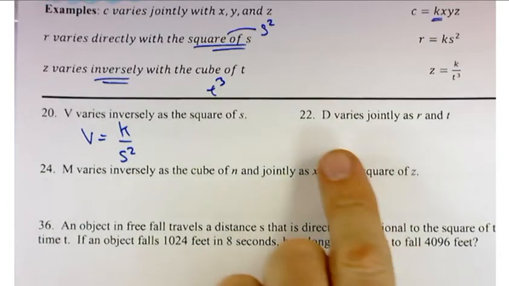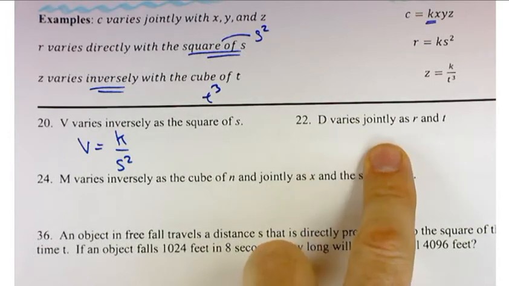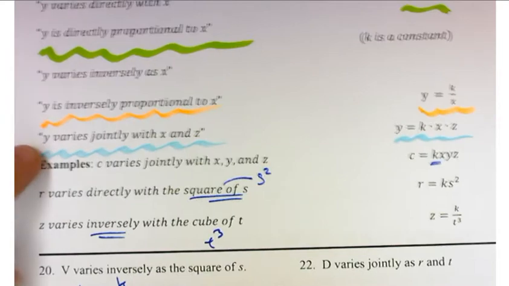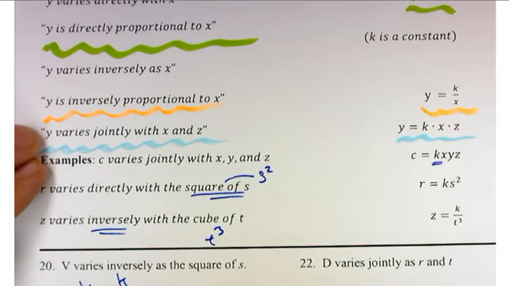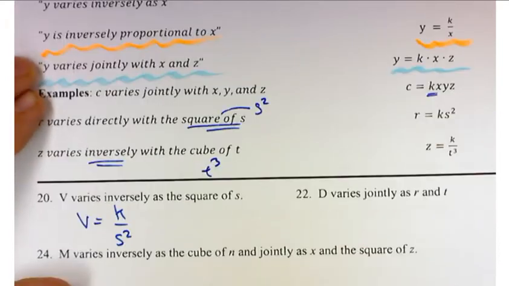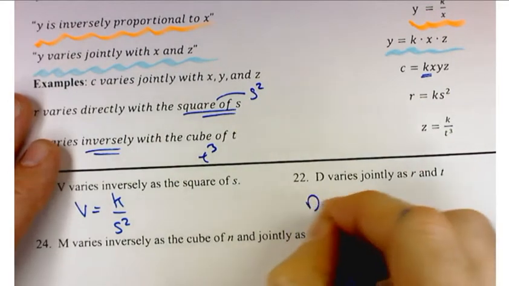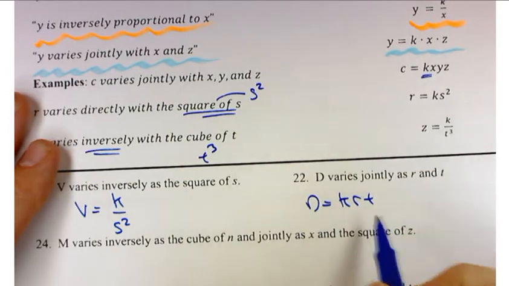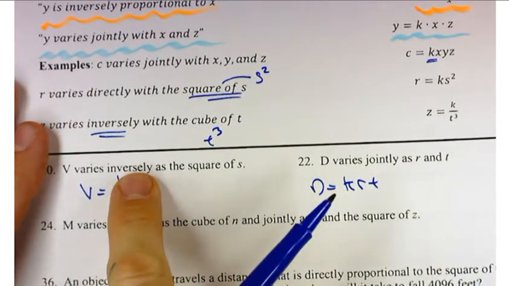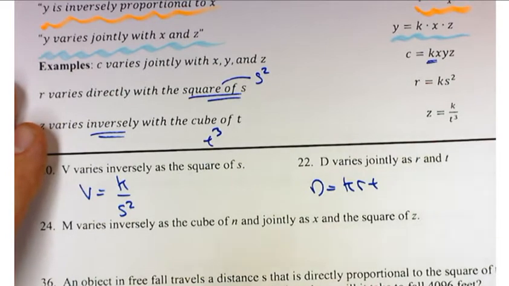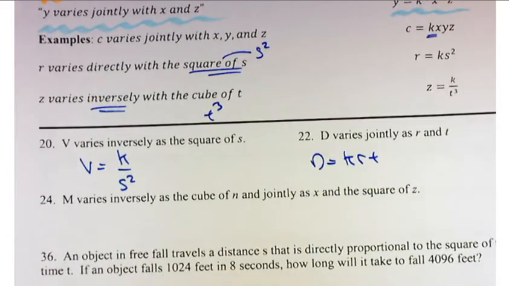So let's try another one. D varies jointly as r and t. So that's going back to examples like these two. D varies jointly as r and t. Someone else. I haven't picked on you yet today. Perfect. D equals k r t. The only time something goes in the denominator is if it varies inversely. So varies jointly or is directly proportional to, etc. All those terms are going to be in the numerator. Well done. Thank you.